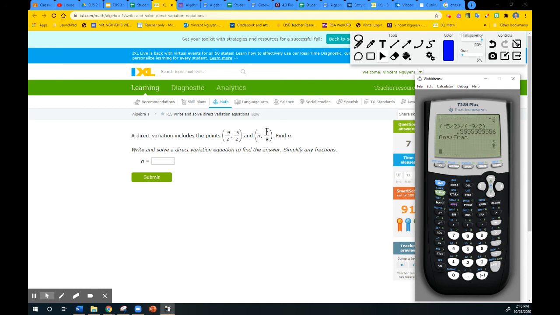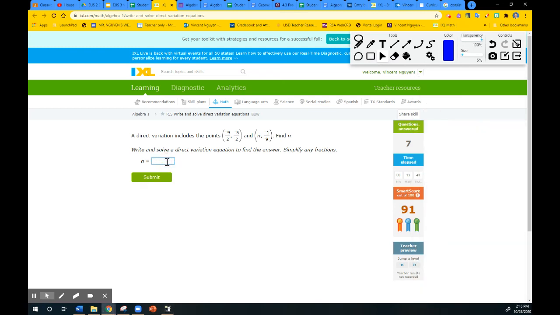So I'm going to take negative 1 over 9. I'm going backwards again. Negative 1 over 9 divided by this answer, which is the slope, 5 over 9, in parentheses, just to be safe, enter. And that's my x value. I'm going to convert it to a fraction, and the fraction is negative 1 over 5. So I'm going to type in negative 1 over 5.